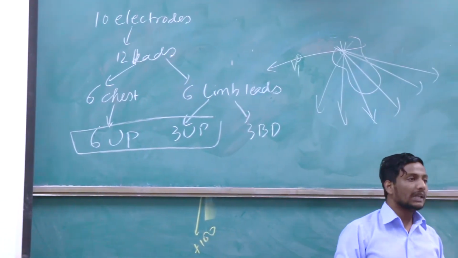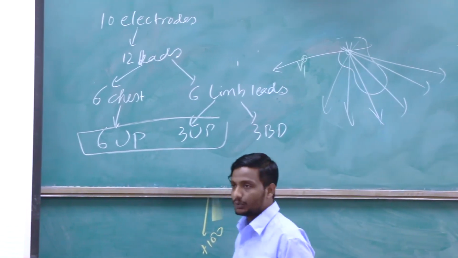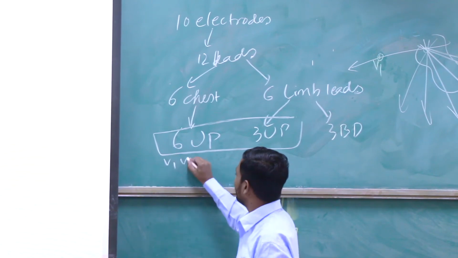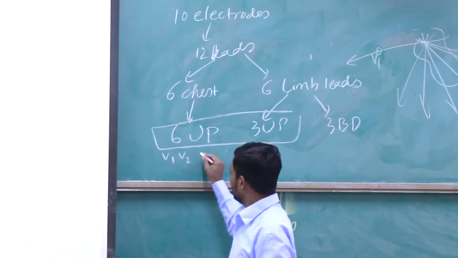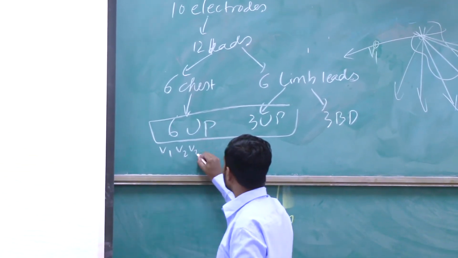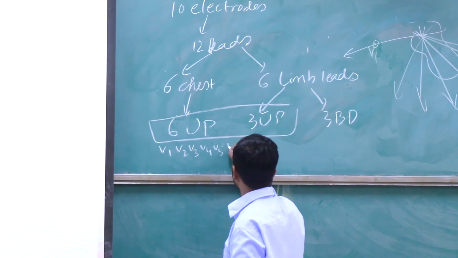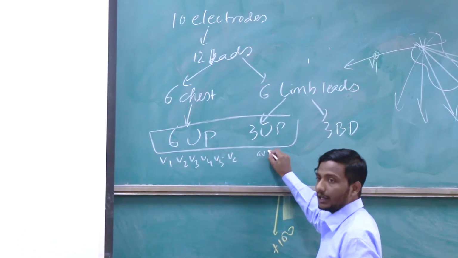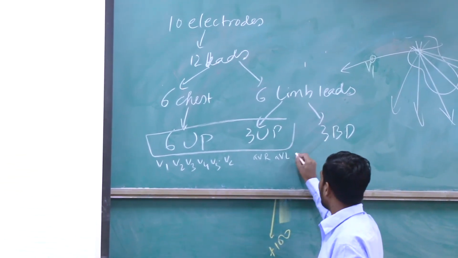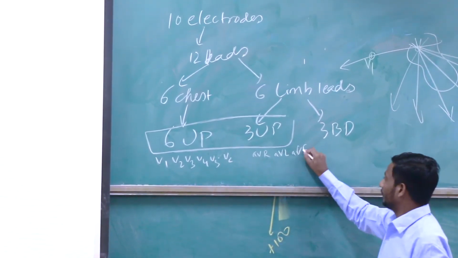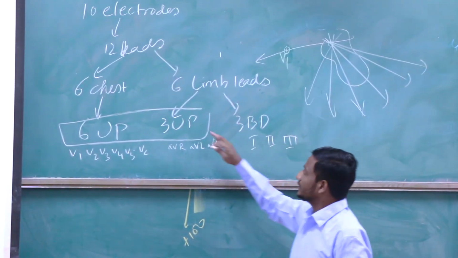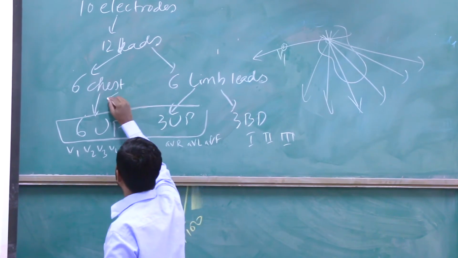So in your exam, if somebody asks how many unipolar leads we have got? 9. In the 12-lead ECG, we have 9 unipolar leads. And the unipolar leads always go with the letter V. The chest ones are V1, V2, V3, V4, V5, V6, and the unipolar in the limb leads are aVR, aVL, and which one? aVF. And the bipolar ones are 1, 2, and 3. Did you tell me again? The chest leads are going to look at your heart through which plane?